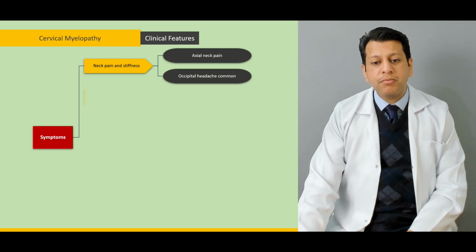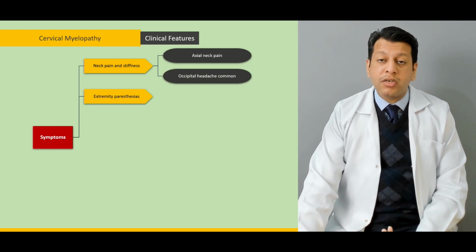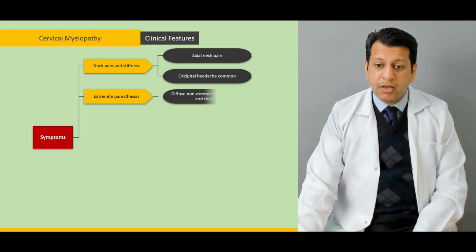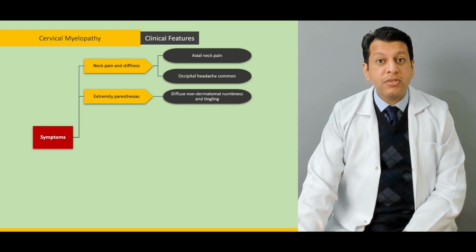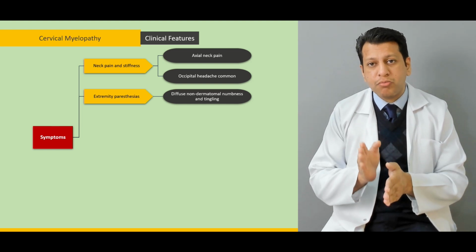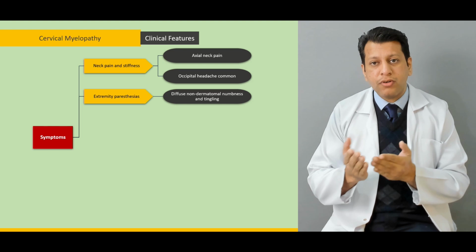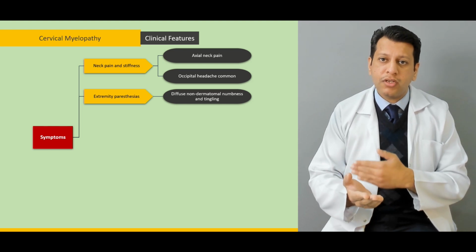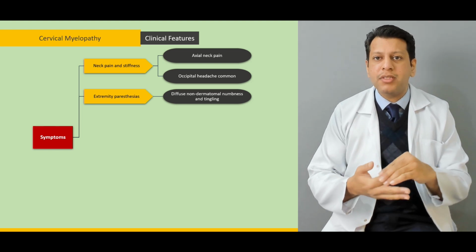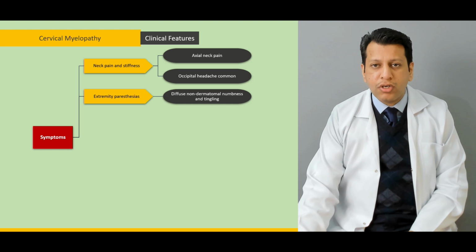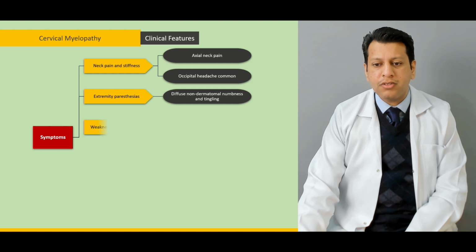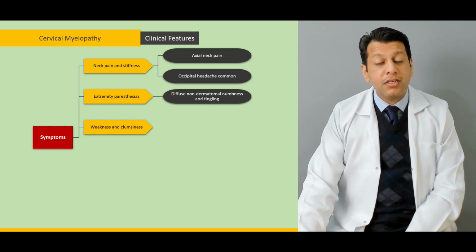Now, coming to the symptoms, other symptoms include extremity paresthesias. For example, radiculopathy can present with this kind of problem as well, but there may be diffuse non-dermatomal numbness and tingling. In radiculopathy, a specific nerve is being impinged. As a result, there is a specific pattern: if it is C6 involvement, then we see paresthesias, pain, and numbness on the lateral side of the forearm as well as the thumb and the index finger. But here the pattern could be non-dermatomal and may involve a diffuse type of numbness, and paresthesias may be present as well. Then the weakness and clumsiness.